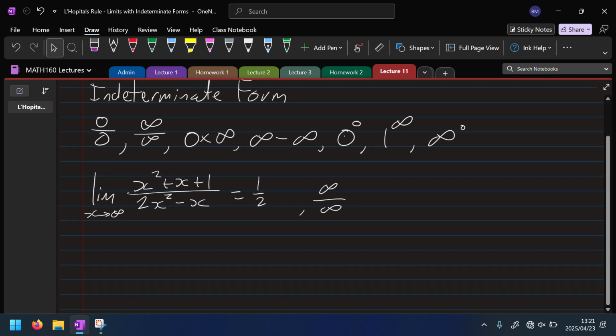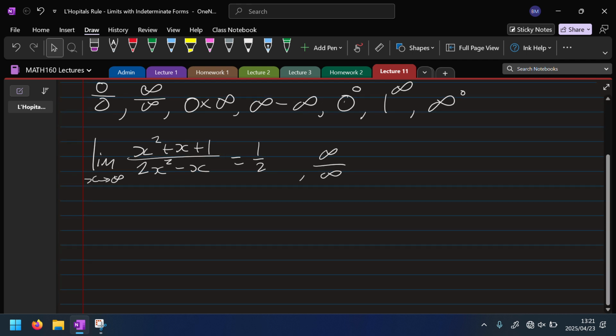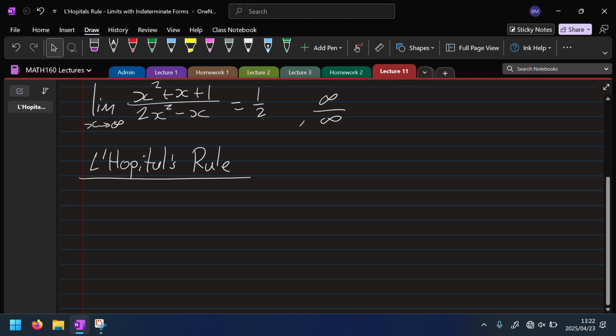Okay, so those were the simple examples that we looked at last time. Now we're going to look at these other ones over here: 0 times infinity, infinity minus infinity, and so on. How do we evaluate limits that end up like that? For that we use L'Hopital's rule. So what is L'Hopital's rule? Now it's a bit wordy. It looks quite complicated, but when you're doing it in practice, it's actually very easy. The setting up looks difficult.